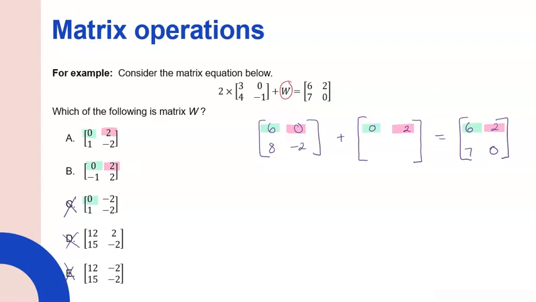If I now look at the option for row 2, column 1, I've got 8 plus something equals 7. So that actually must be -1. I need to take 1 off. And if I look here in my answers, B is the only one that gives me that option. So A can be eliminated and our answer is B.